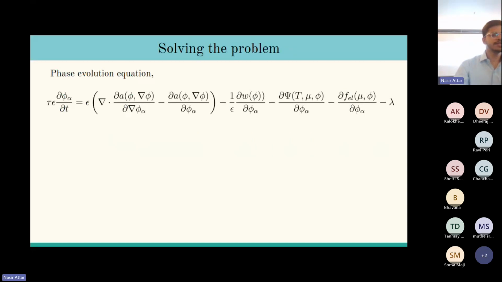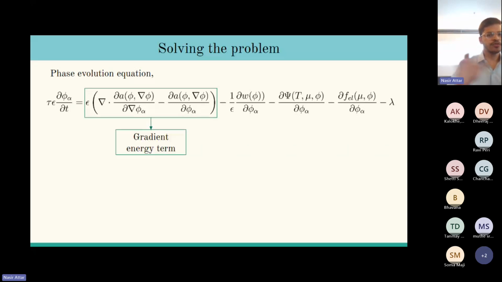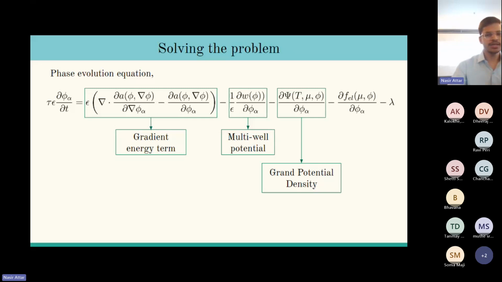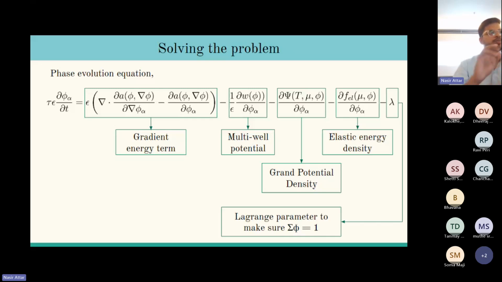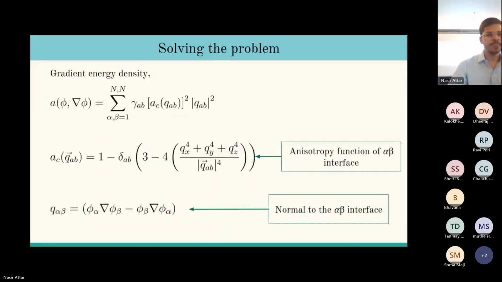This is basically the phase evolution equation that we are solving. Phi is our order parameter here. The first is the gradient energy term, which I'll emphasize. We also have the multi-well potential term, followed by the grand potential density, the elastic energy contribution, and also a Lagrange parameter to make sure that the summation of the order parameters stays at one, so that we stay within the limits.